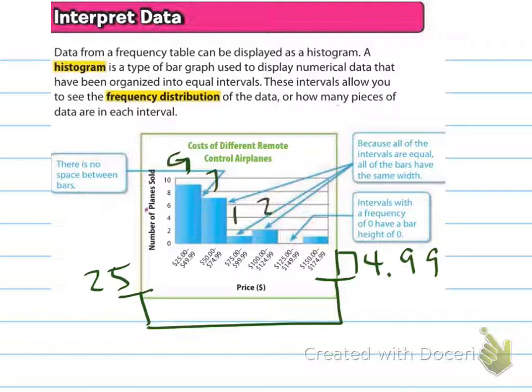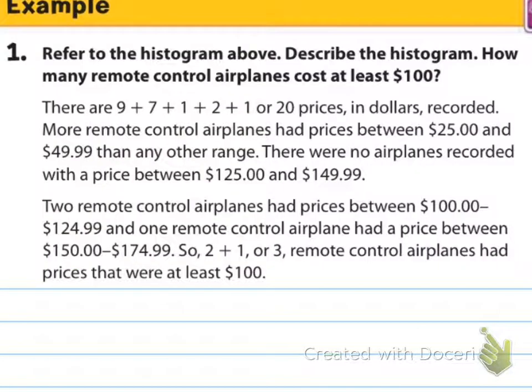And we are figuring out that there are 9, 7, 1, 2, 1. There are 20 airplanes altogether, because we've got 9 airplanes sold here, 7 of them sold in this cost frame, this one had 1, this one had 2, 1 more over here. We add them all together, and there's 20 remote control airplanes that we've priced here, and the prices are between 25 and, well, they didn't show this part, but between 25 and $174.99.